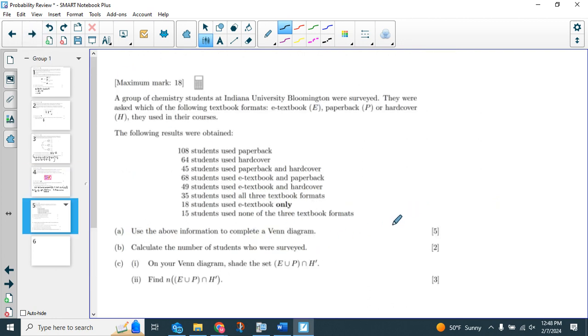A group of chemistry students at Indiana University Bloomington were surveyed. They were asked which of the following textbook formats, e-textbook, paperback, or hardcover, they used in their courses. The following results were obtained. Okay, so I will try to create a Venn diagram here.